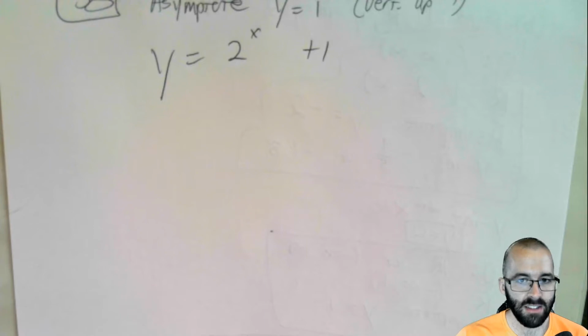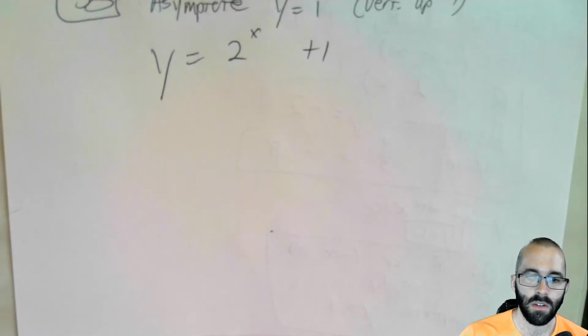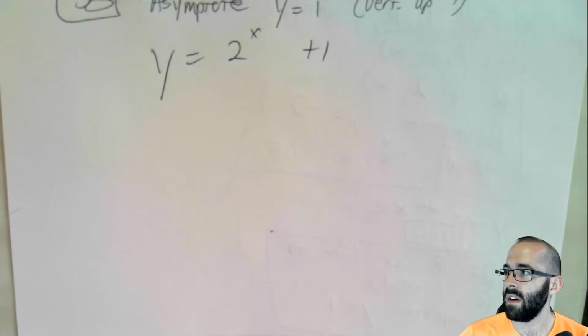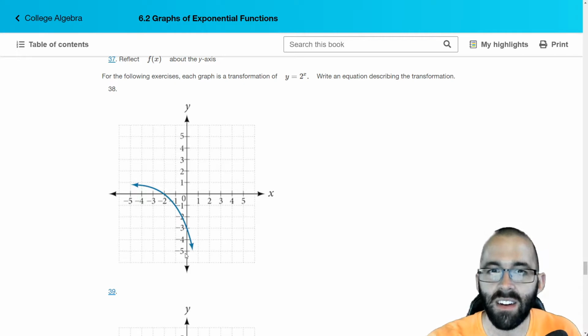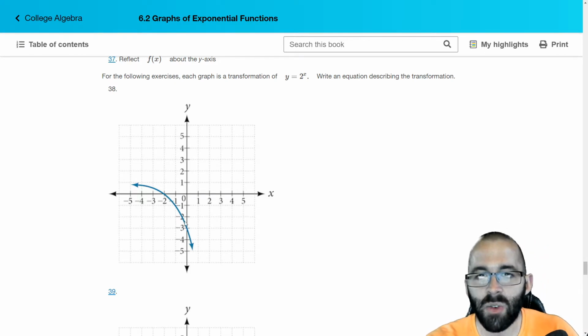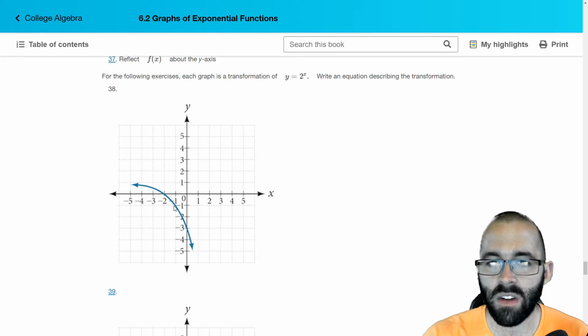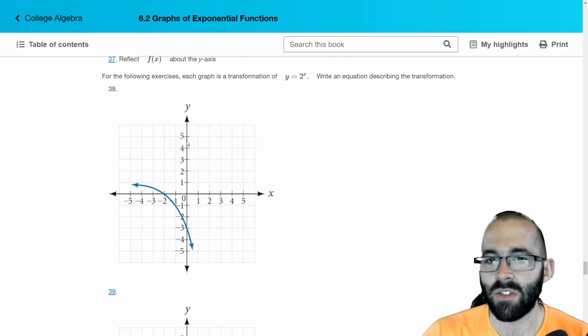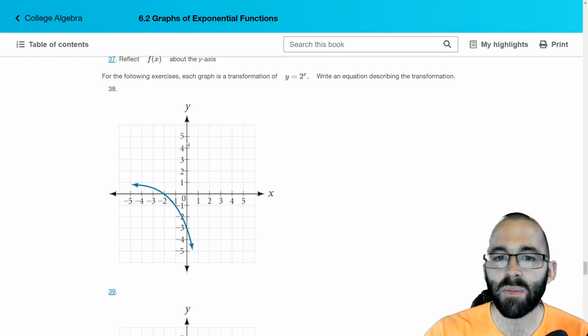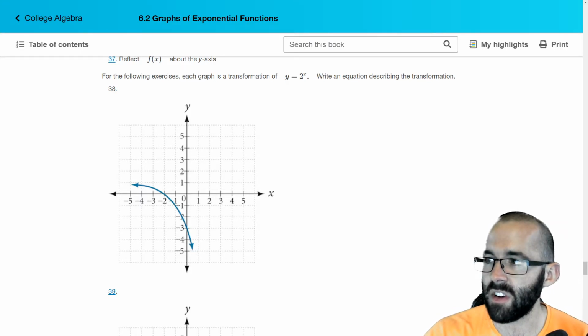This is not our answer because this is exponential growth going up. But look at what we got over here. This thing's not going up at all. This thing's going down, right? It's going down to infinity. Instead of going up, it's going down. But it's still leveling off. That's some sort of vertical reflection. It's upside down from our normal exponential function.